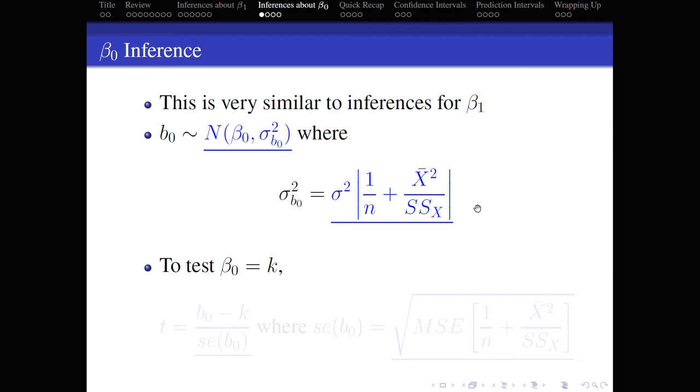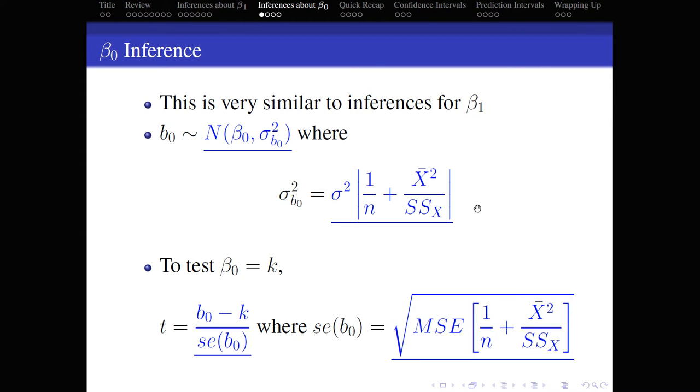So to test beta 0 equal to k, this would be the null hypothesis, and then the alternative hypothesis would be beta 0 not equal to k, or greater than or less than, but typically not equal to. We would do very similar things to what we had. In fact, the test statistic is going to look identical, except it's going to be b0 instead of b1. Now we're still comparing to k, still dividing by the standard error.